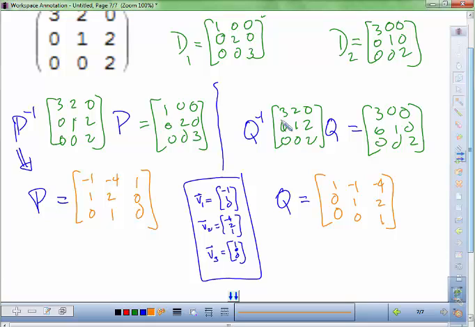It is invertible. We can find the determinant of these matrices to make sure it's invertible, and then the last thing to check is to take the inverse of P, multiply with A, and then multiply with P. You should get this 1, 2, 3 matrix.